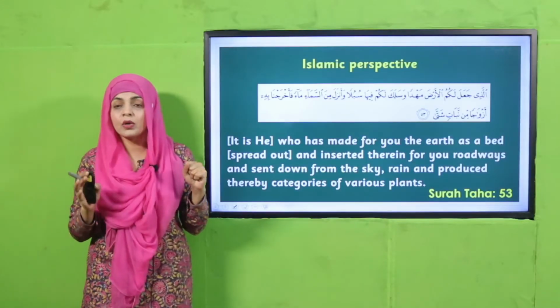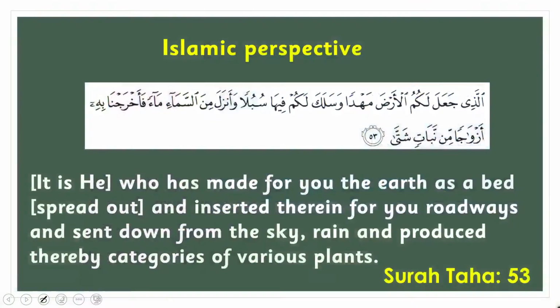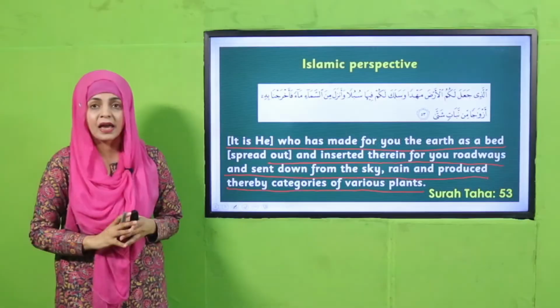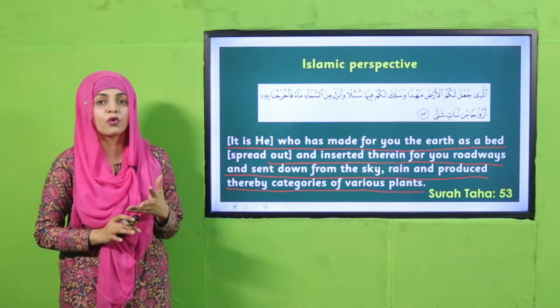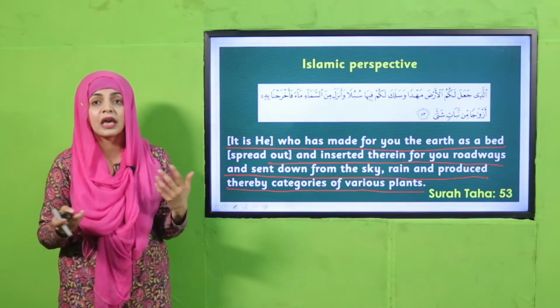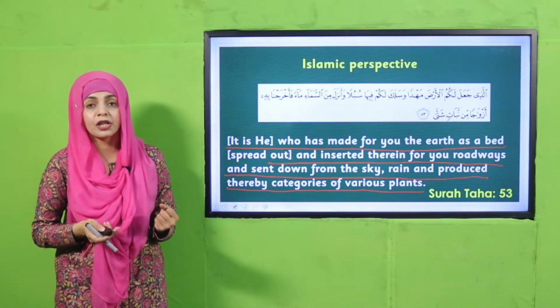So my dear students, let's quickly look at the Islamic perspective. It is He who has made for you the earth as a bed and inserted therein for you broad ways and sent down from the sky rain and produced thereby categories of various plants. So my dear students, Allah Ta'ala has sent countless blessings for you in the world, because Allah Ta'ala has made the earth our habitat. Allah Ta'ala has grown various categories of plants here. Rain comes from the sky, which nurtures and nourishes them.